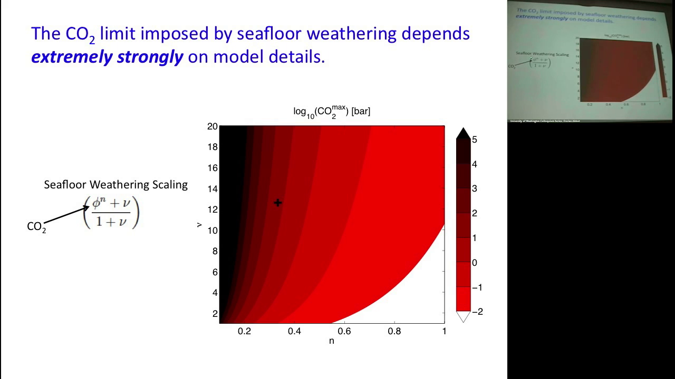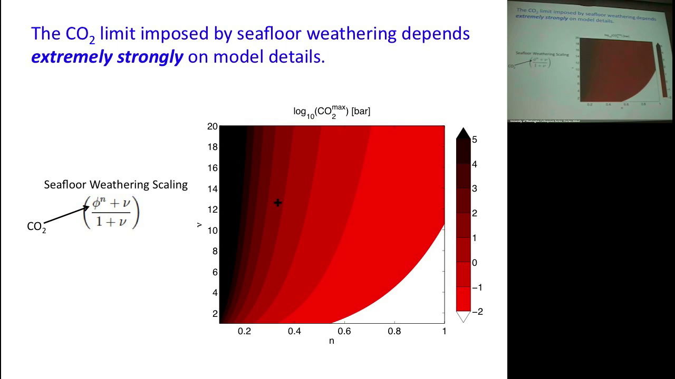But it turns out that it's exquisitely highly dependent on what value you choose for n. So for example, I chose n of 1/3, which corresponds to what Caldeira did. When I did that, the maximum CO2 I could build up on my planet was like 7 bars. If I change that to 0.5, which is totally within the error bars, all of a sudden I can only get 1/10 of a bar of CO2 before seafloor weathering chokes you off.